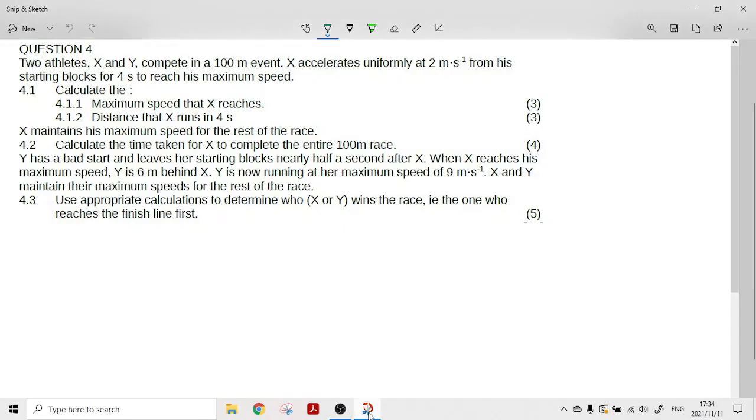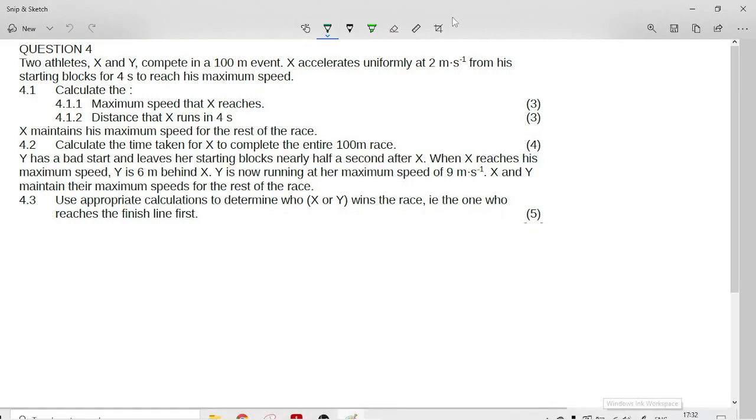Okay, this is a past paper question from the Limpopo Provincial Grade 10 November 2018 question paper. And it's an equations of motion question for mechanics. It says two athletes, X and Y, compete in a 100-meter event. X accelerates uniformly at 2 meters per second squared from his starting blocks.